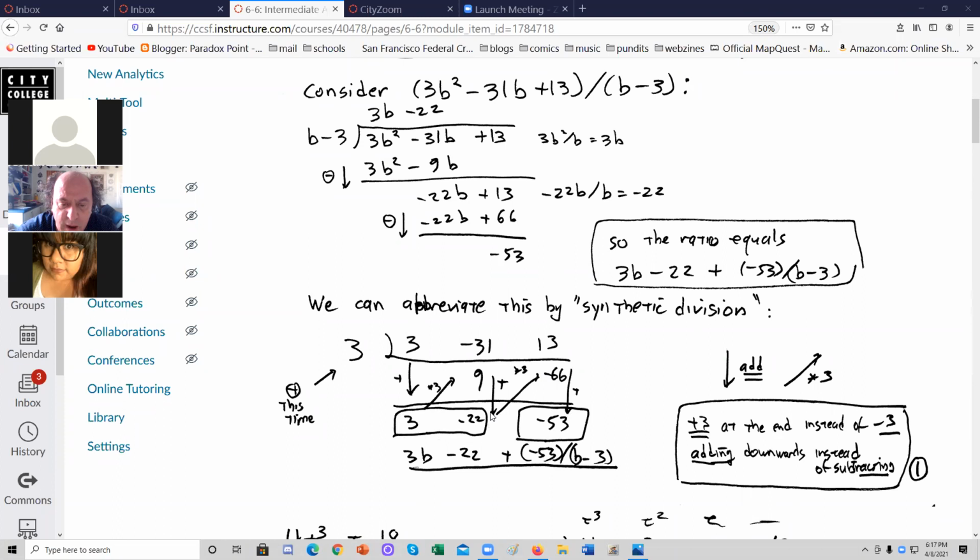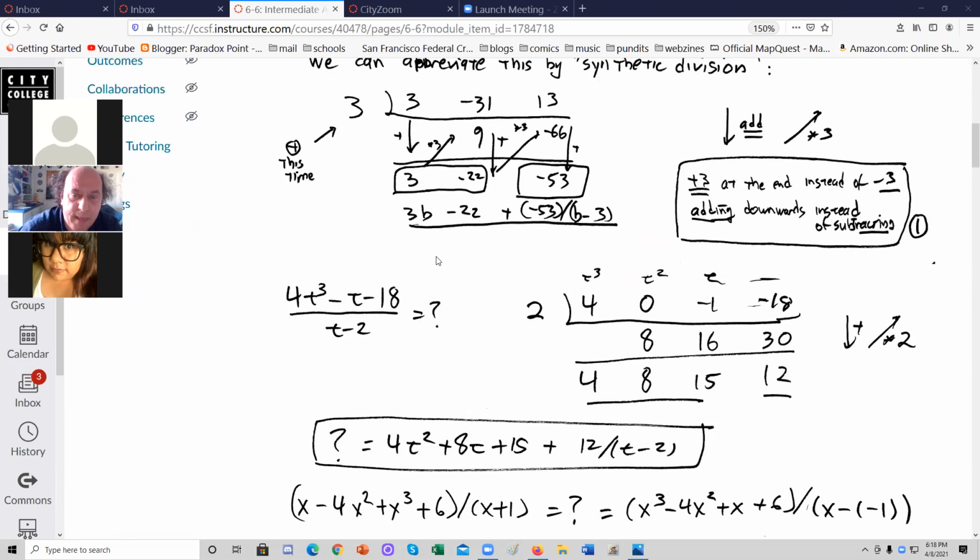So here we have a 3, minus 22, and a negative 53. This corresponds to 3b minus 22 right here, and this corresponds to negative 53 over b minus 3. So there are two reversals. Instead of a minus 3, we'll have a plus 3. Instead of subtracting at each step, we'll add at each step. There's a kind of zigzag going on here. From an entry here, we multiply by 3, and then from here we go down by adding. Times 3, add. Times 3, add. So plus 3 at the end instead of a negative 3, and adding downwards instead of subtracting.